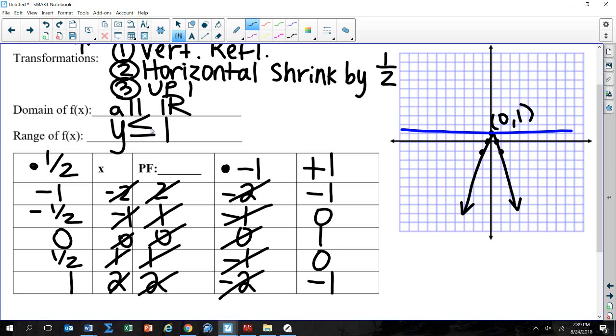I know domain and range can be tricky. That's why I'm introducing it at the beginning of the year. We'll do more practice with it throughout.